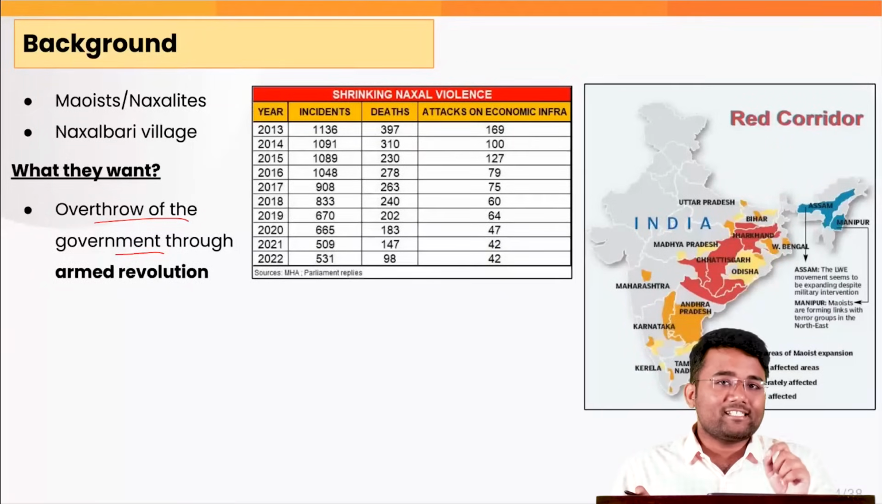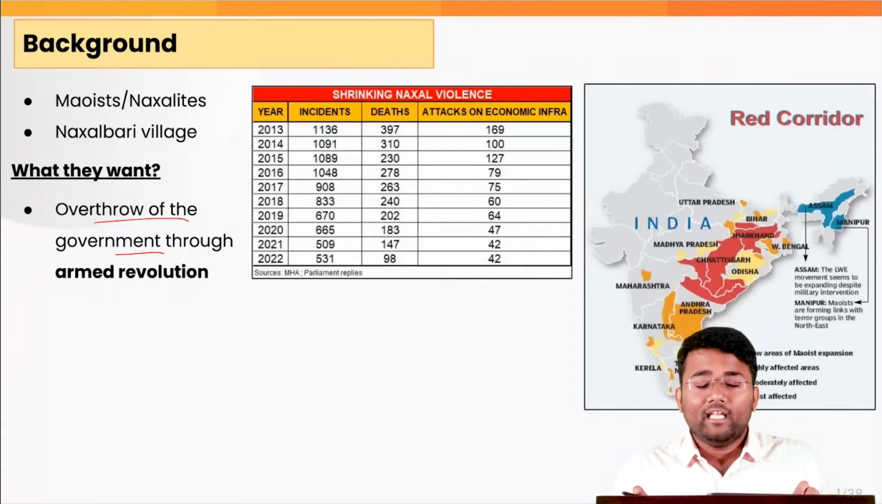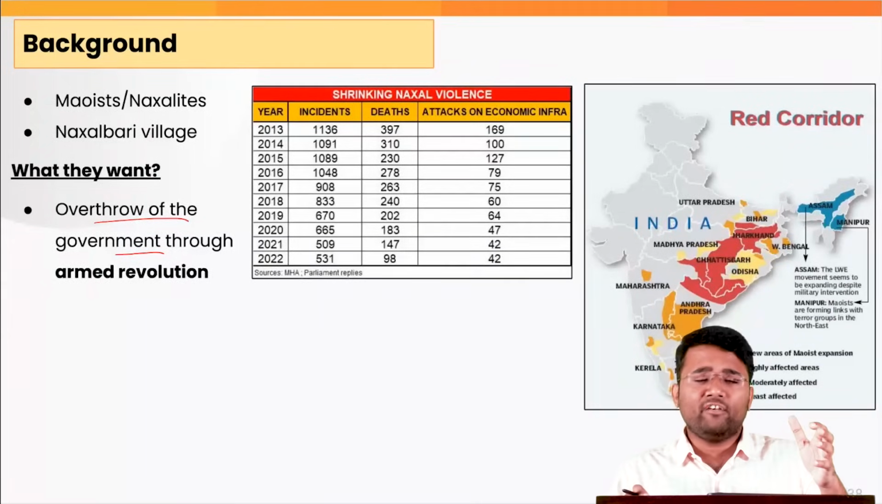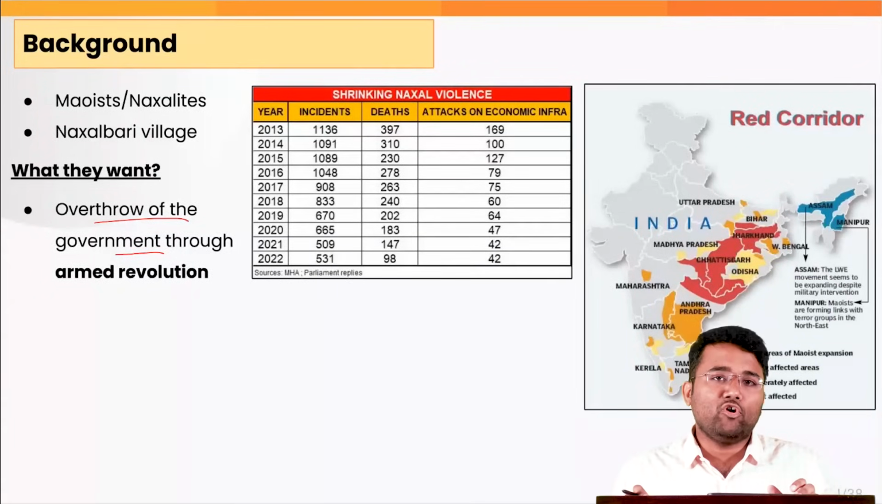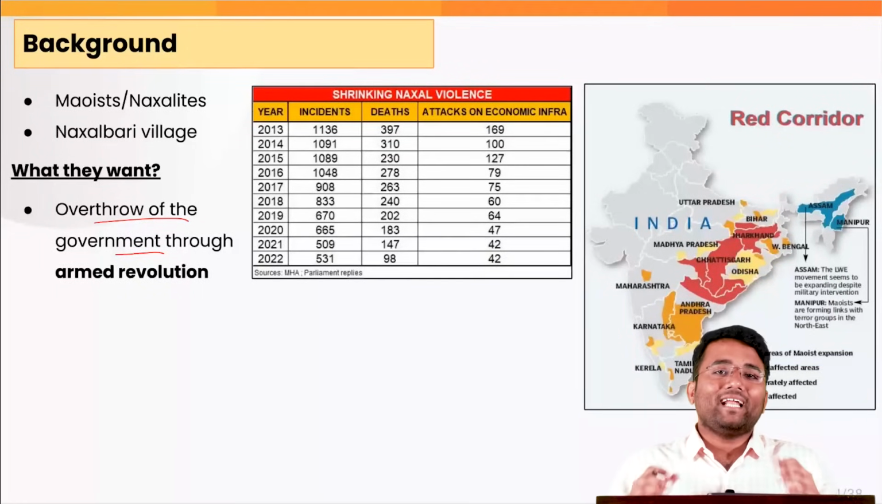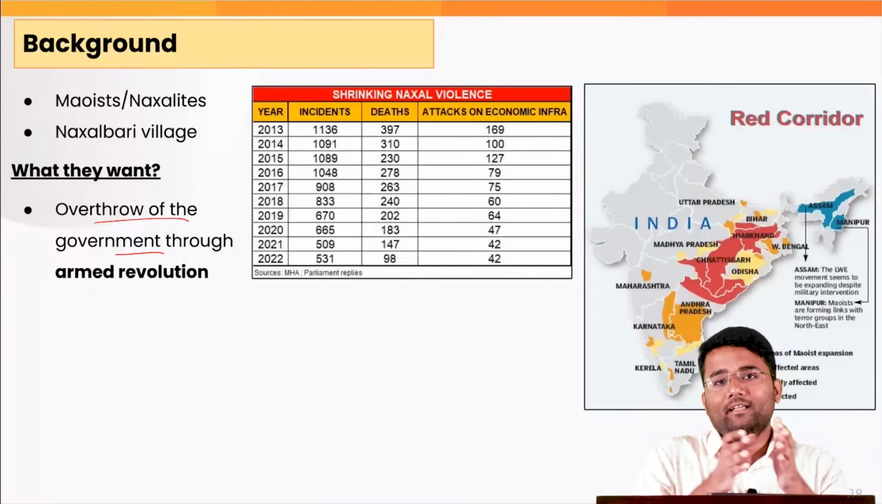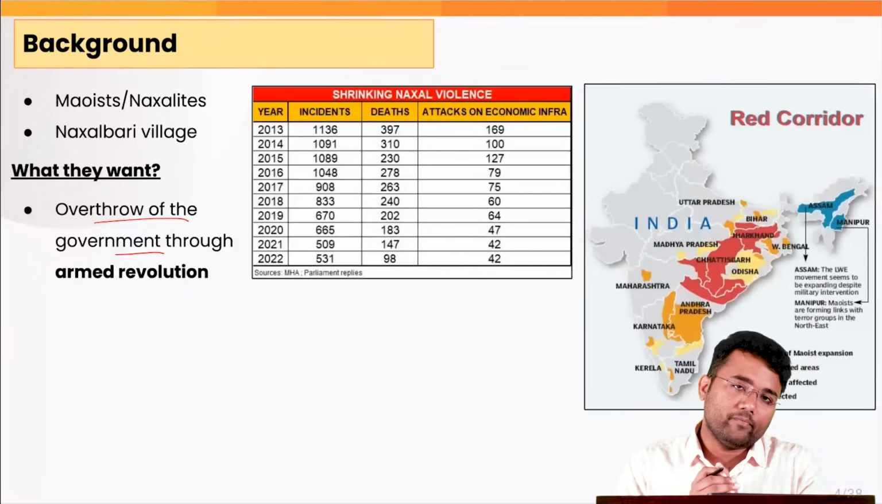They also disturb the peace and harmony in the society. They also disturb the infrastructure which is being set up by the government, like roads, mobile towers, etc. And they also try to run a parallel governance structure like our governments do.